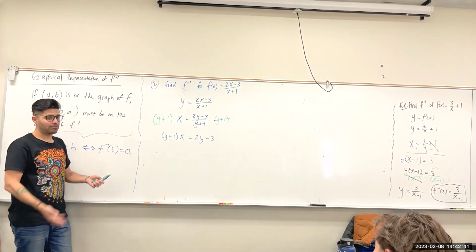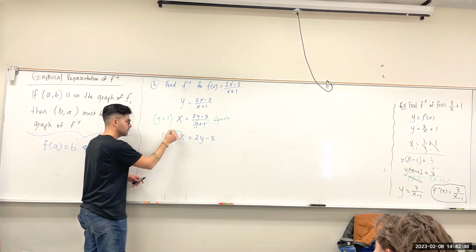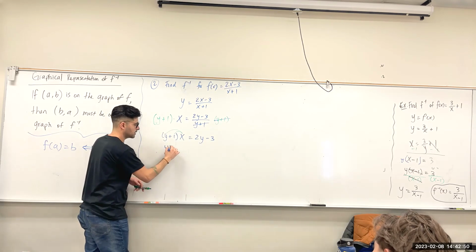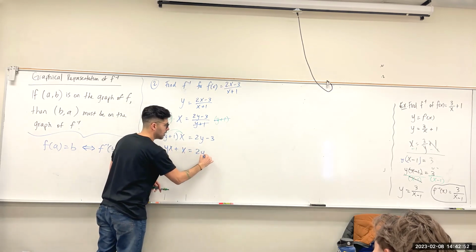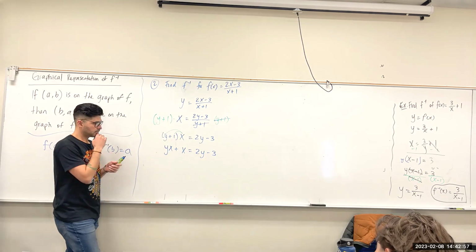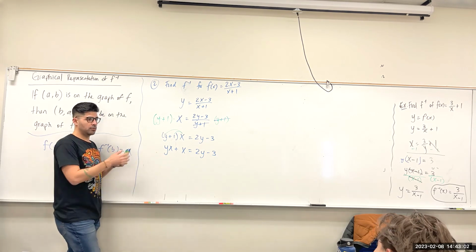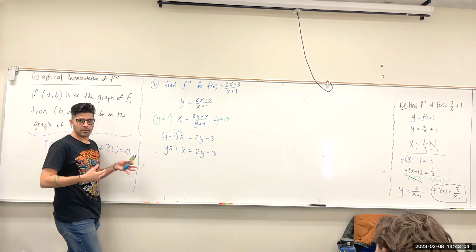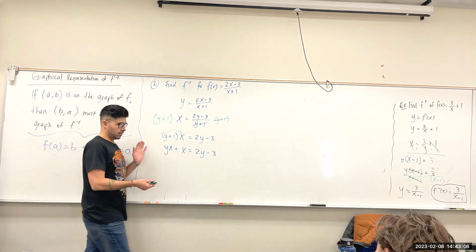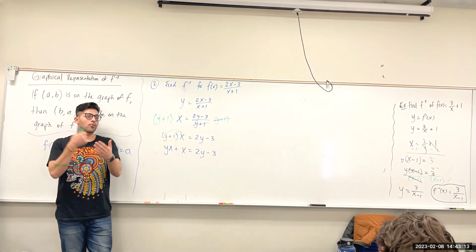Here's an example where I have to distribute. So then you're left with yx plus x equals 2y minus 3. That's already one kind of challenging thing. The other challenging thing is what to do from here. What do I move around to help me with this problem? Many things you could do, but here's the ultimate goal: you're trying to isolate y.